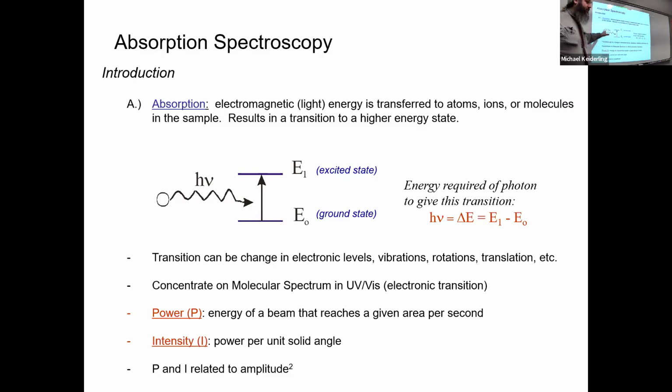So we were talking about absorption spectroscopy, where absorption is when light is absorbed, causing a transition from some ground state to some excited state. And that can be a change in electronic levels, vibrations, rotations, or translation. Power is the energy of a beam that reaches a given area per second. Intensity is power per unit solid angle. These are related to amplitude squared for the wave.